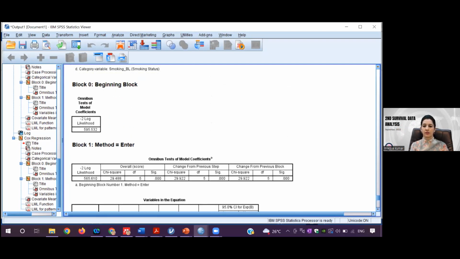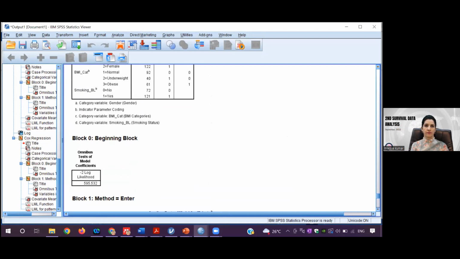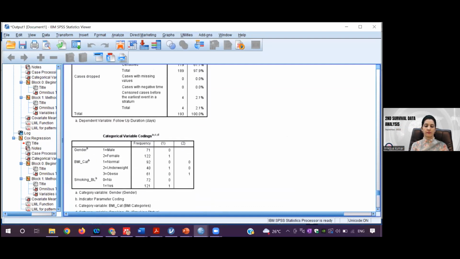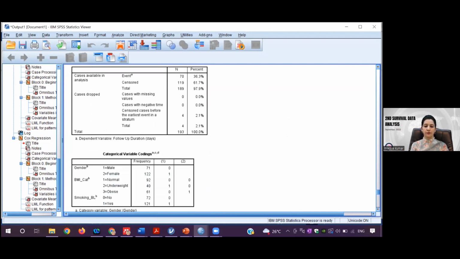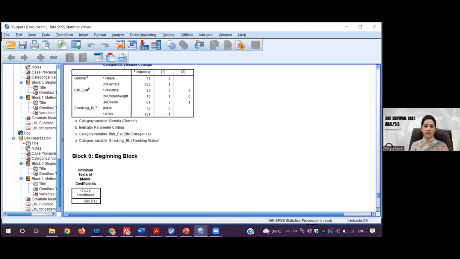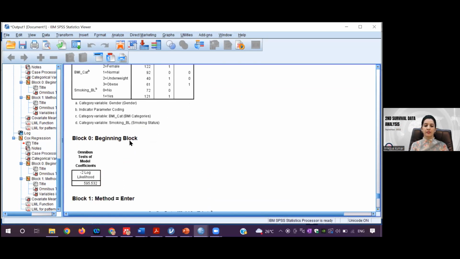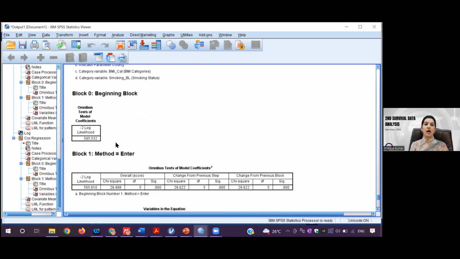So this model 0, if you see this beginning block, this is the case processing summary. And if you come to this beginning block, here it is not taking any variable in the model. When you take variables in the model, it tells you whether the variable which you have taken to predict the hazard in the experiment group as compared to the control group, whether that model is significant or not.